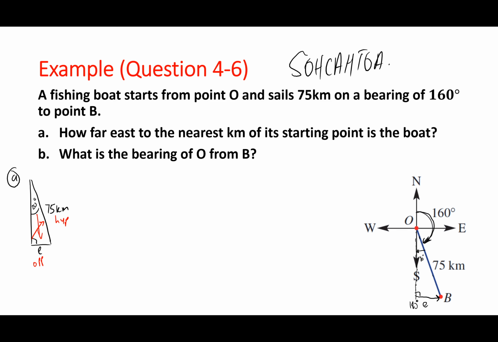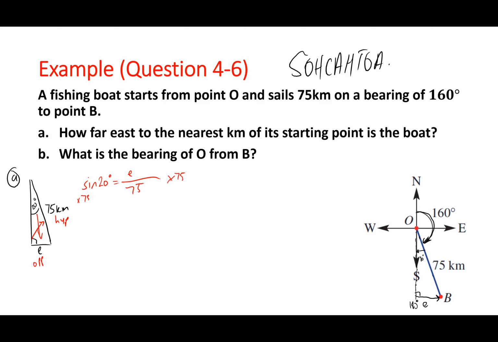Of course, it's sine. So we're going to go sine of 20 degrees is equal to how far he's gone east over the hypotenuse, which is 75. So to get rid of 75, we're going to times both sides by 75. So times by 75. Let me write that properly.